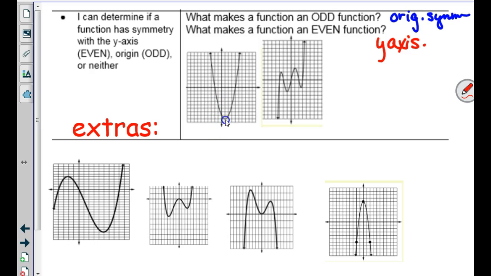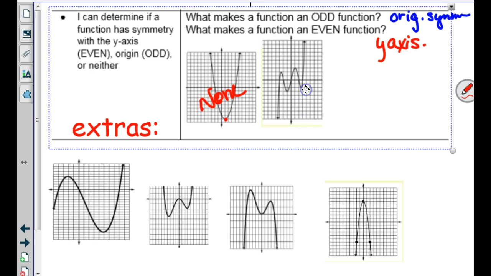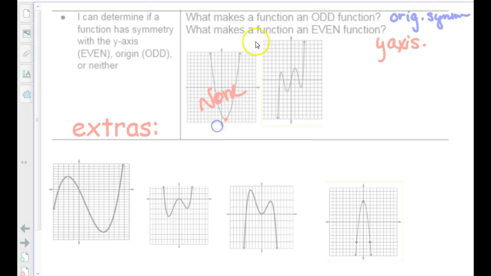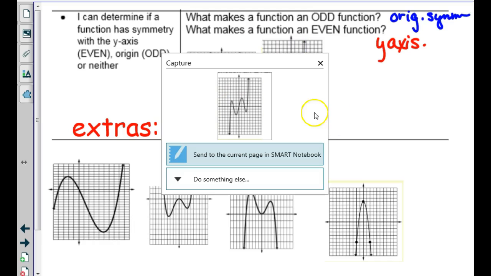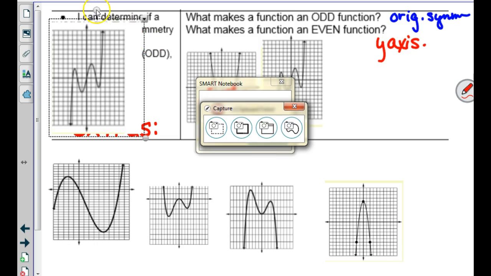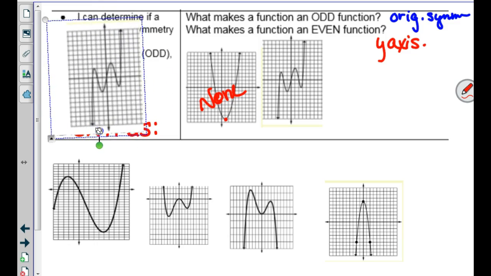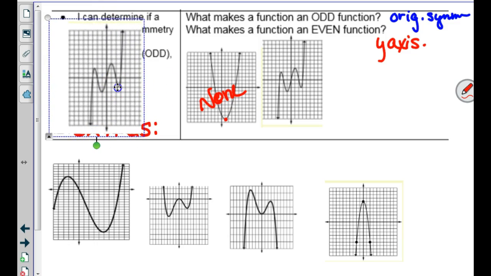Okay, so what's this first one right here? It is neither because it's not perfectly even on both sides. I'm just going to write none because it's shorter, okay? What about this one? It's doing the same above and below though, right? If I took it and flipped it, is it exactly the same?